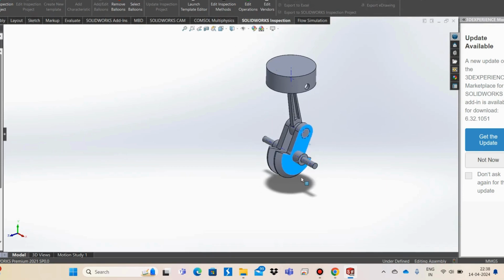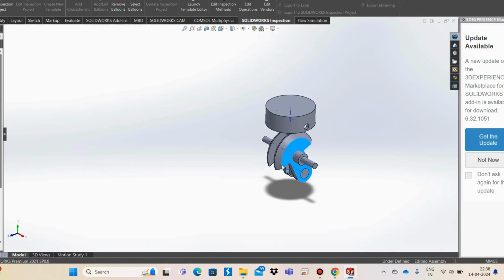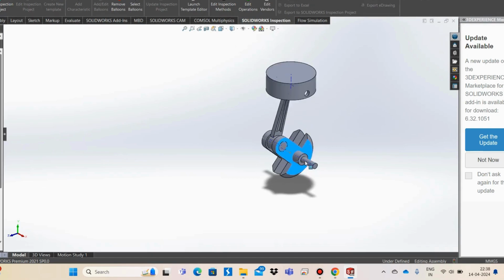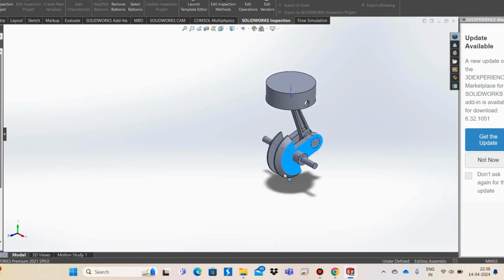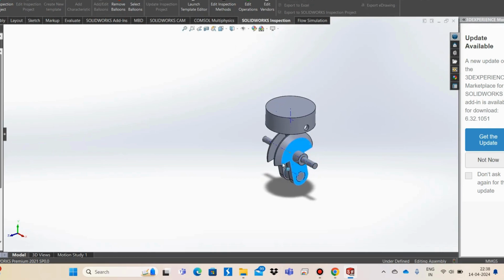Like I mentioned, the reciprocating motion of the piston is transmitted into the rotatory motion of the crank. And this simple mechanism is at the heart of IC engines, which is at the heart of every combustion vehicle.